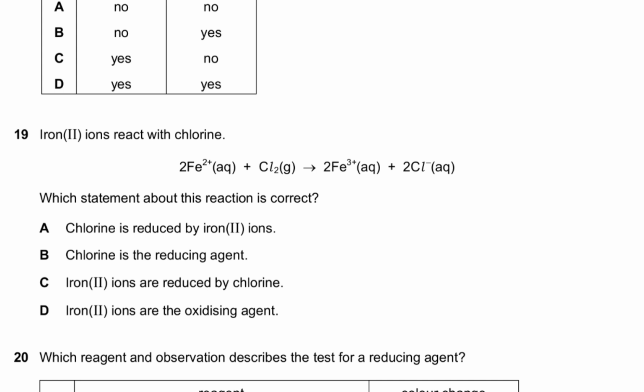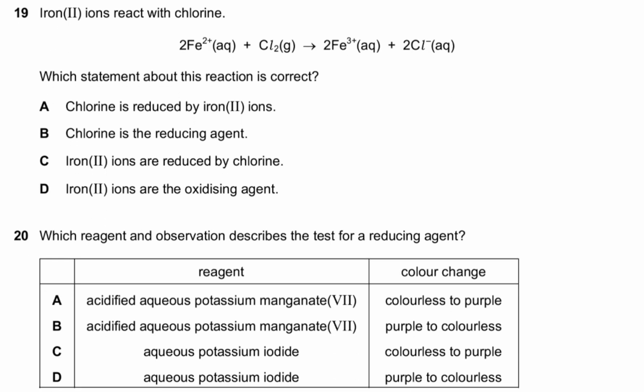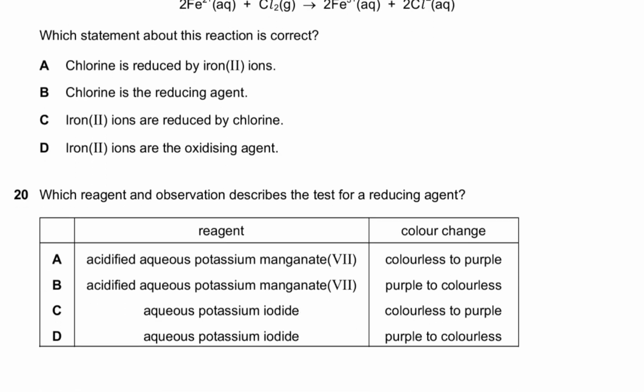And remember, if anyone is the reducing agent, then it itself will be oxidized. That is the way to reduce the other one. So iron 2 ions are reduced? No, they are not reduced. They are oxidizing agent? No, they are not. So the correct option is A. Chlorine is reduced by iron 2 ions. Chlorine is getting reduced. So for 19, A option is correct.